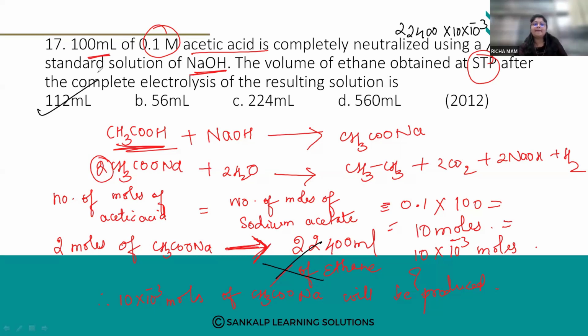Yes. So what have we done? For 2 moles of sodium acetate at standard temperature and pressure, how much volume will it be? It will be 22,400. So for 10 into 10 raised to minus 3 moles of sodium acetate, how much will be produced? You have to do cross multiplication. After you do cross multiplication, I am going to get the answer as 112. Everybody has got this. So let us go for the next question.